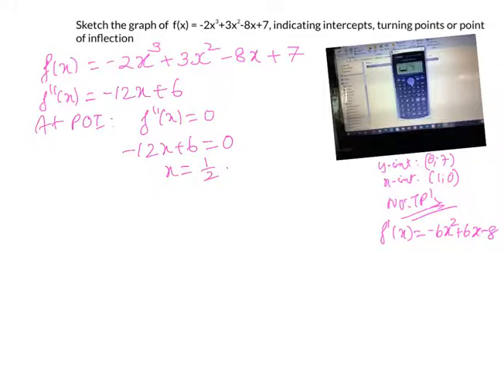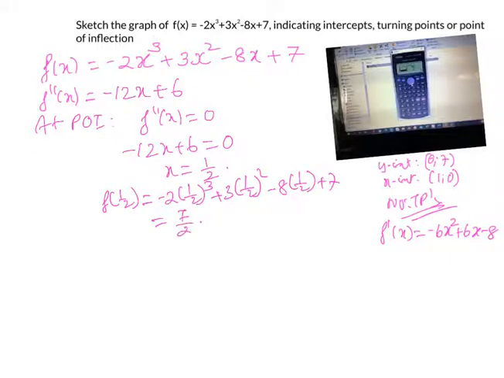Now I get the point of inflection at x equal to half, and I substitute f of half into the original function in order to find the y-coordinate. That is minus 2 times half, the whole cubed, plus 3 times half, the whole squared, minus 8 times half, plus 7, and you can use your calculator, that will give me 7 over 2. So my point of inflection is (half, 7 over 2).